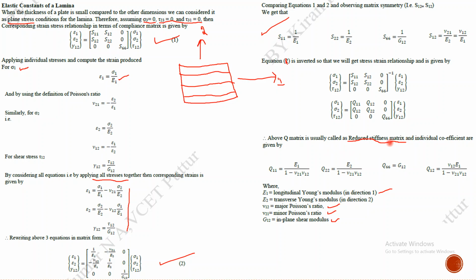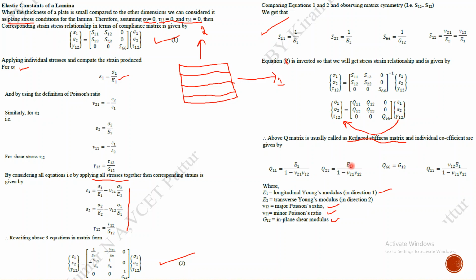So what is this reduced stiffness matrix? The reduced stiffness matrix relates the strain of the composite lamina to the stresses of the composite lamina, where individual coefficients can be related by using this equation. You can easily remember this, as we know, for plane strain, E1 divided by 1 minus nu square; here, instead of nu square, it is 1 minus nu 21 into nu 12.